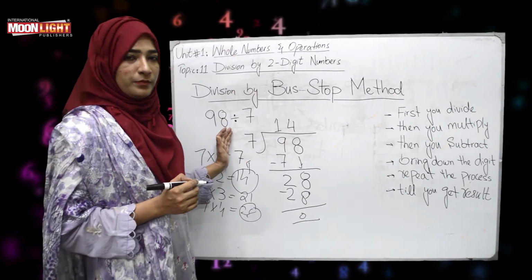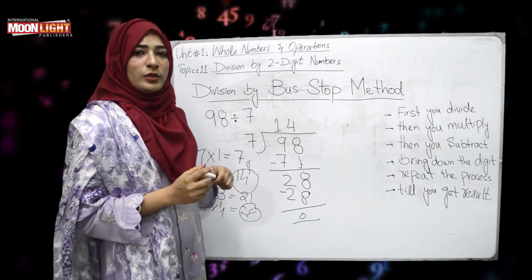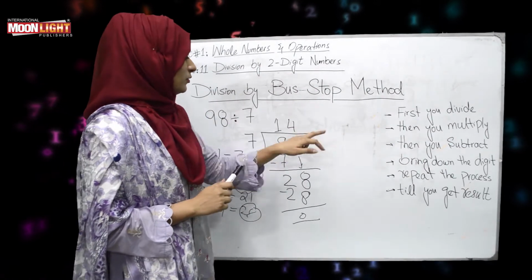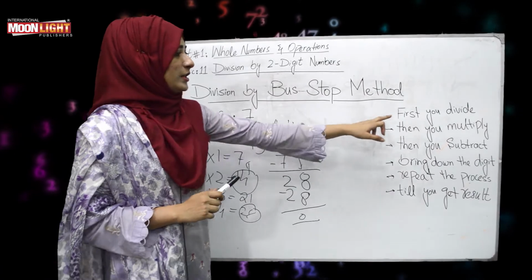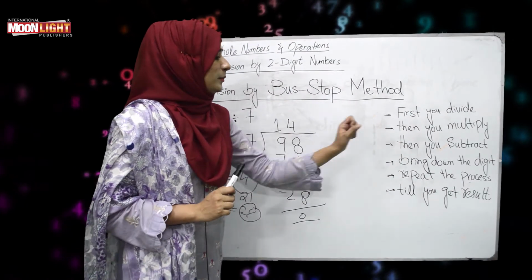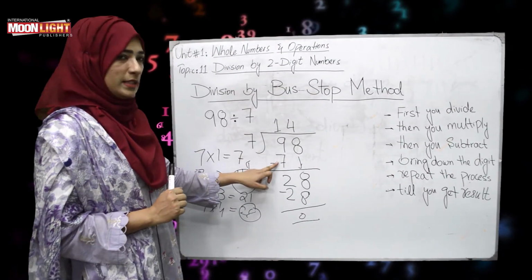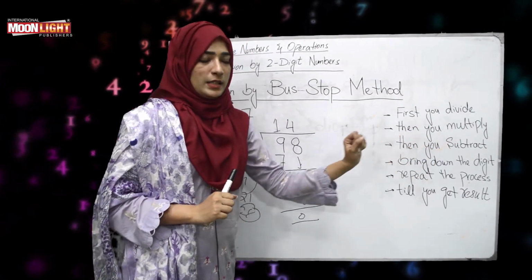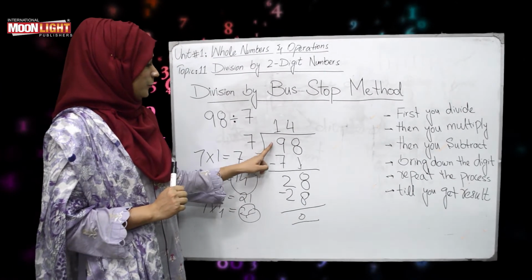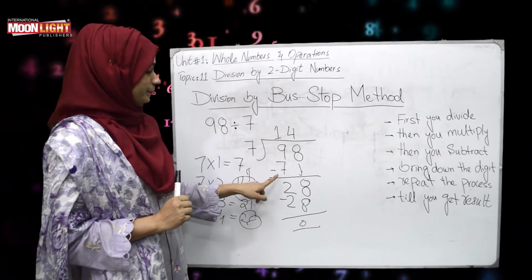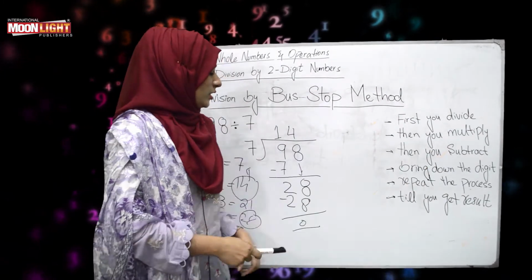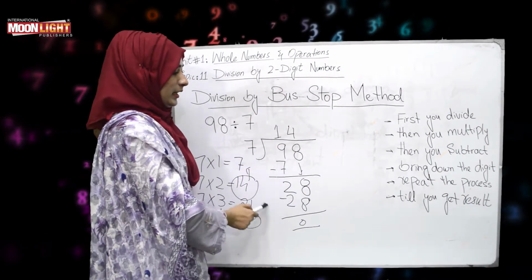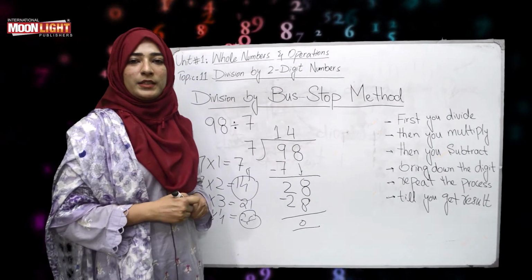Here's our answer. Now look at this and see, didn't we follow the bus stop method rule? First we put this question under the division sign, then we multiply it. 7 once is 7, we multiply it. And third we subtract it like this. We subtract 7 from 9. Then we bring down the digit like 8. We bring down the digit and then we repeat the process again. This is known as the bus stop method.